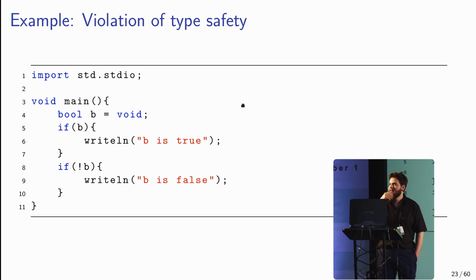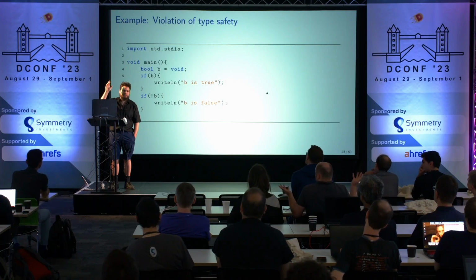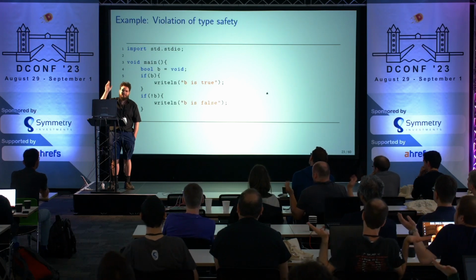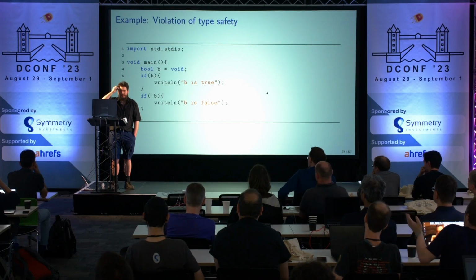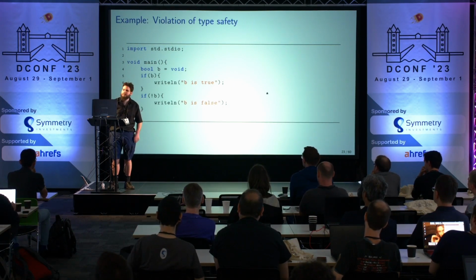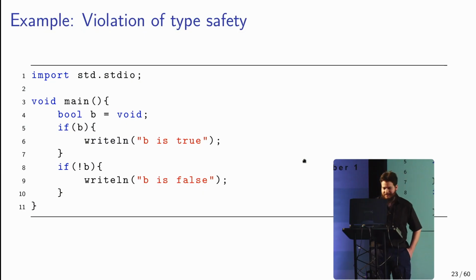So for example, here we have a bool that is initialized to void, which means it's not initialized. And then we have if b, it writes b is true. If not b, it writes b is false. So who thinks this prints b is true? Who thinks it prints b is false? Well, if you've raised your hand at any point in time, you're right on my machine. Basically, it will print both b is true and b is false. And this is the kind of behavior you can get if your program is not type safe.